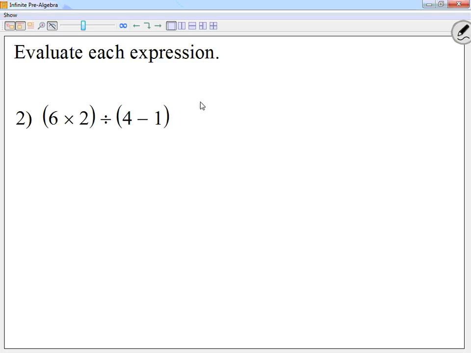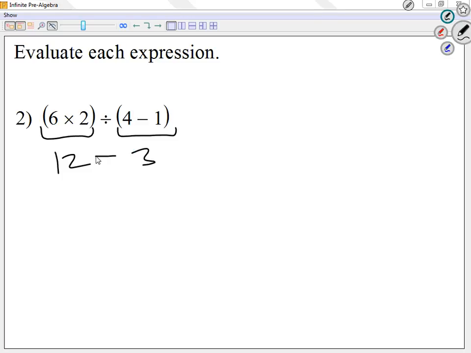Looking at number 2, if I'm going to do my groups, I see there's a group at the beginning and a group at the end. I'm calling them groups because they're in parentheses. The first one, how much is 6 times 2? 12. The second one, how much is 4 minus 1? 3. Between them, I see a division sign. 12 divided by 3 is 4. So 4.